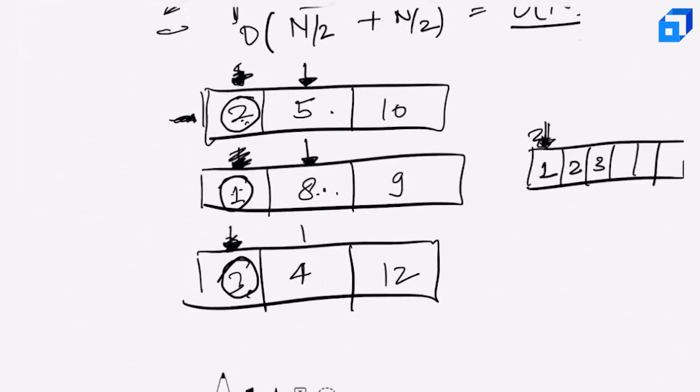And 3's pointer moves to the right. 5, 8, 4, 4 is the smallest, so 4 comes here. And its pointer moves to the right. 5, 8, 12, 5 is the smallest, so 5 comes here. And 5's pointer moves to the right. And then so forth, right?